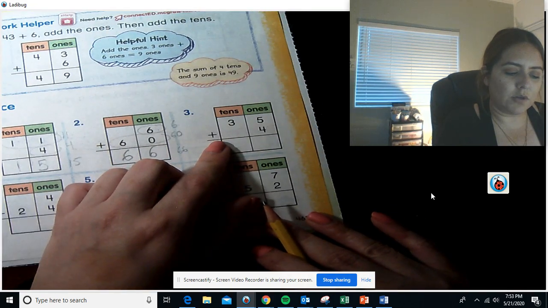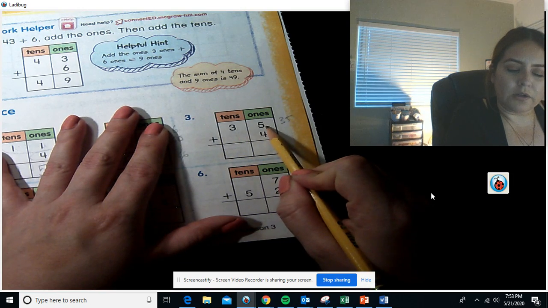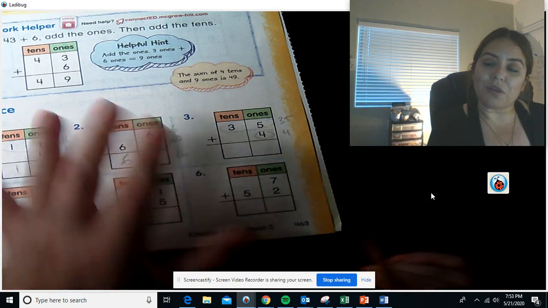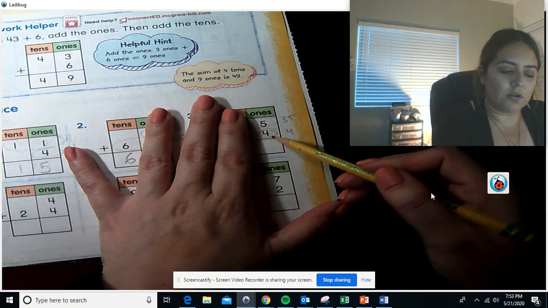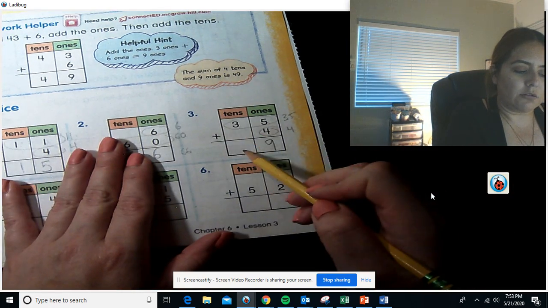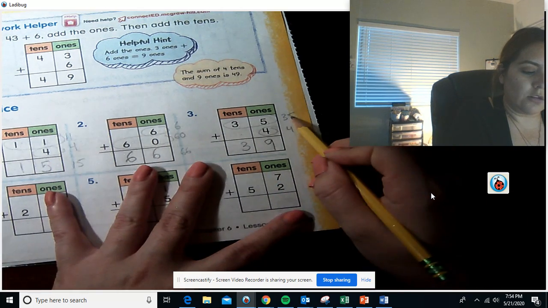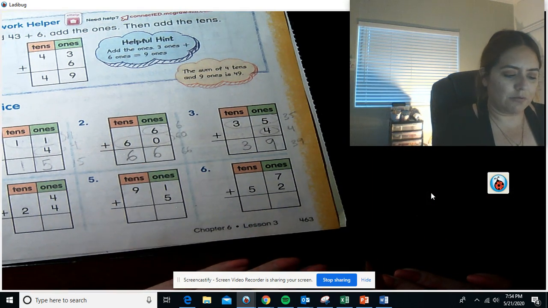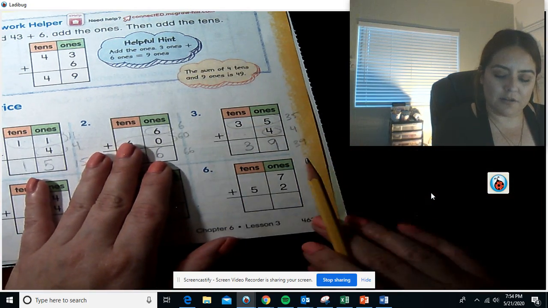Okay, and our last one says 35. 3 10s and 5 1s makes 35 plus 4. Let's figure out what that equals. 5 plus 4 makes 9. And then we bring down the 3. It's like 3 plus 0 makes 3. So we know that 35 plus 4 makes 39. Okay, remember, always start with your 1 side, and then you add your 10 side.